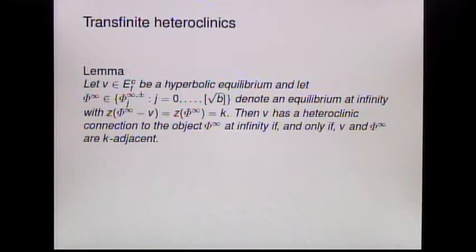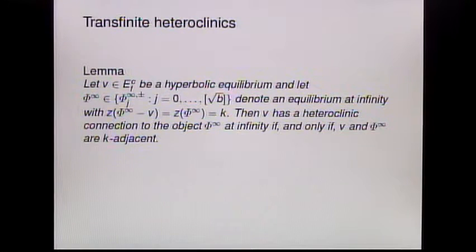If we take V to be a bounded equilibrium, we suppose that it is hyperbolic. And if we take phi infinity to be an equilibrium at infinity, satisfying this condition here. This condition basically means the following: for each object at infinity, we have a corresponding eigenfunction. If the number of zeros of an eigenfunction is k, so we are taking the eigenfunction phi k, then this condition is telling us that this equilibrium point at infinity corresponds to the eigenfunction phi k.